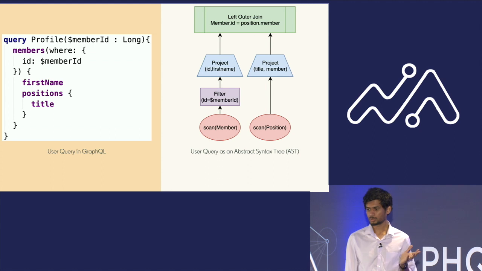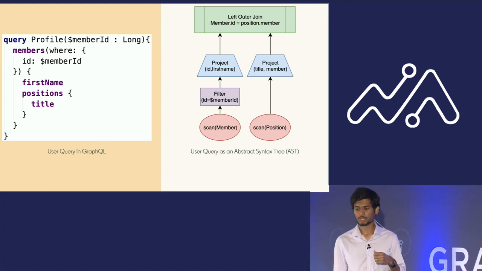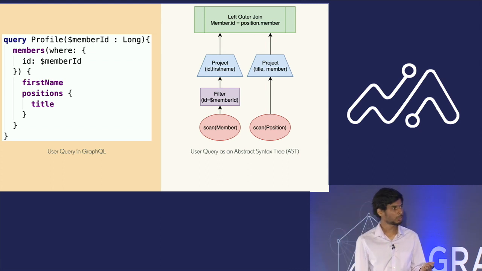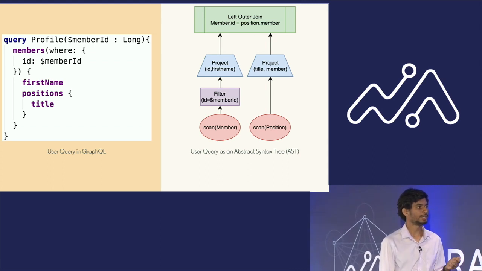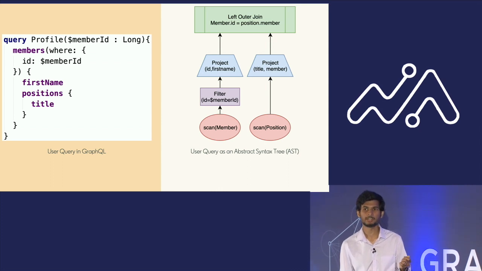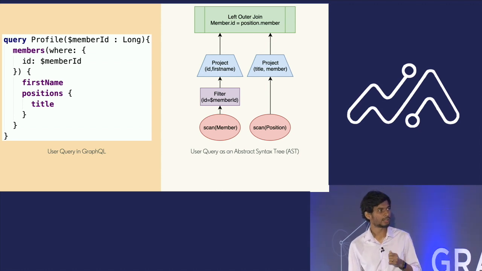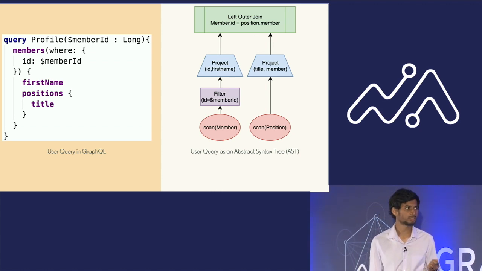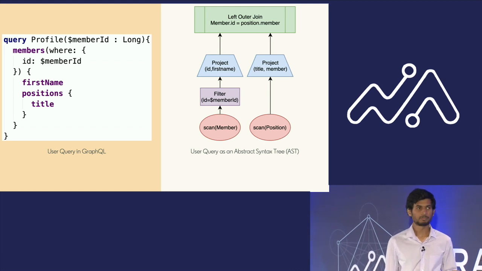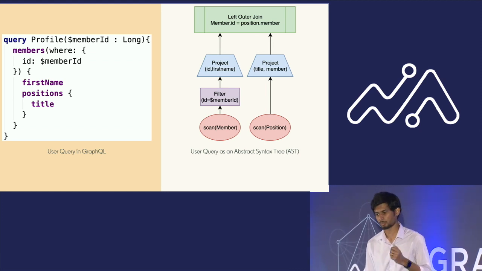So how does the query tree for the user query look like? So this query tree is quite simple. It says scan member, use a filter on member because we've asked for a particular member, project the ID and the first name. Though the query only asked for first name, it turns out that we need the ID to do some joins. Then we also scan positions, and we project the title and the member. And again, we need member because it turns out we need to join them together. And finally, we do a left outer join of the member's ID with the position.member.